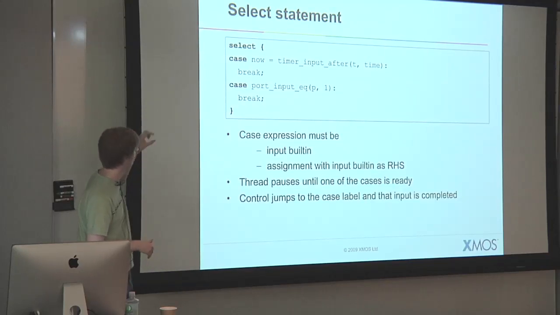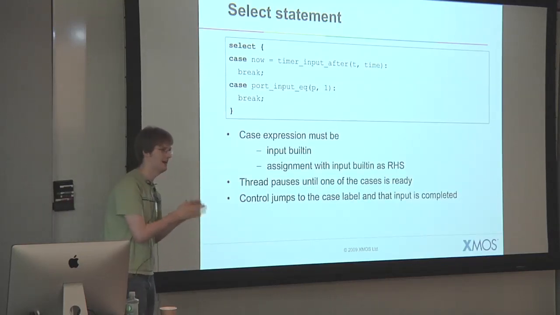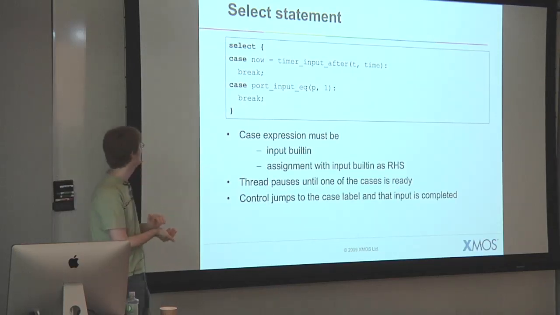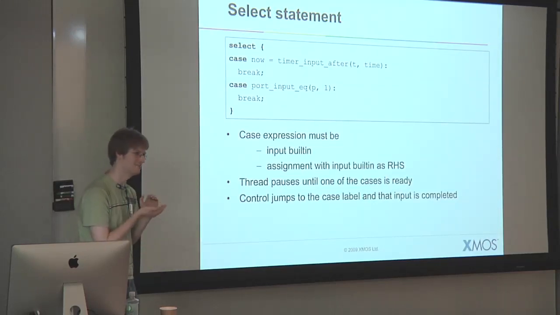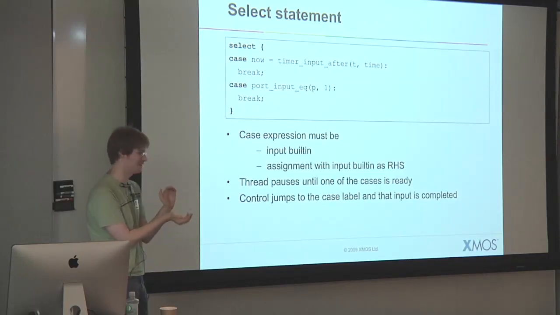The semantics of this statement are that it sets up the conditions for each of the inputs, and then it pauses until one of them is met. And at that point, it jumps to the corresponding case and executes that code. So we describe this as event-driven programming, and XCore is an event-driven processor, because it's been designed such that you don't poll data. You set up everything you're interested in, and then wait.